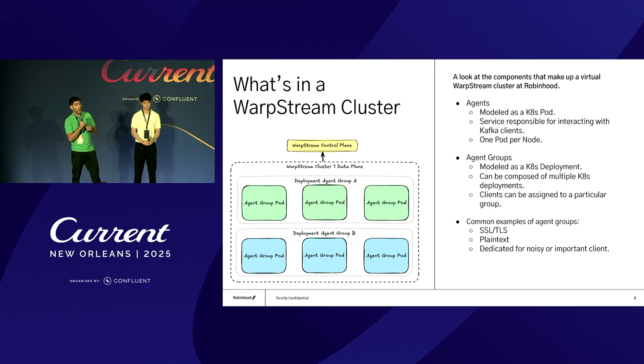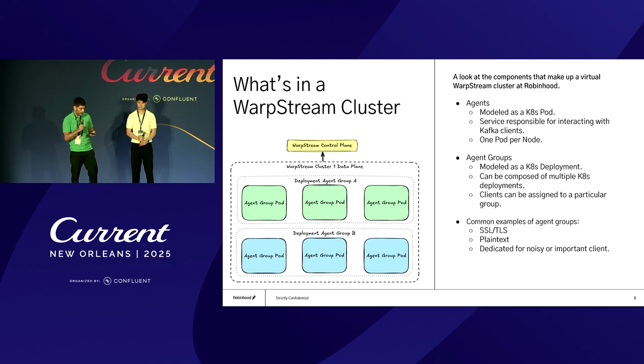The reason why you would want to do this is because you might want to have different configurations for different agent groups. For example, we might want to have TLS enabled for one agent group, while we want to just have plain text for another. Or if you have a particularly noisy client, maybe you want to use an agent group to isolate that client from other clients that might be talking to that agent group. Or you might actually have a client that's so important that you have to guarantee resources for it. By assigning it a particular agent group, you are protecting it and allowing it to have the resources that it needs.